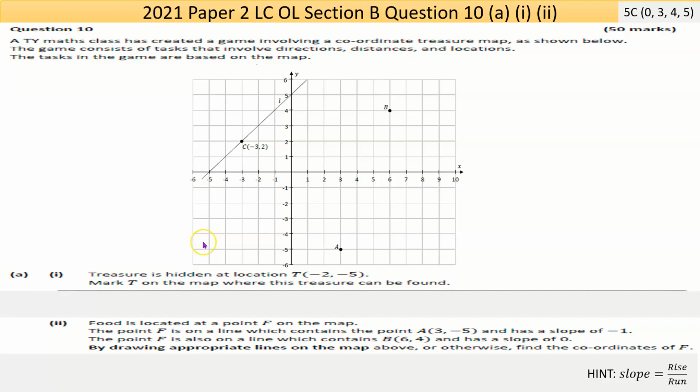So question 10 is the last question in the paper. And just on first glance, it looks like it is to do with coordinate geometry. I love coordinate geometry, my favorite question if I had to choose one. It says a TY maths class has created a game involving a coordinates treasure map, as shown below. The game consists of tasks that involve directions, distances, and locations. The tasks in the game are based on the map.